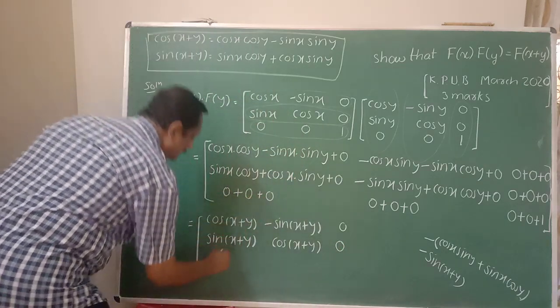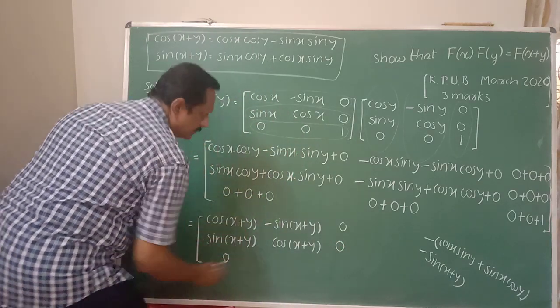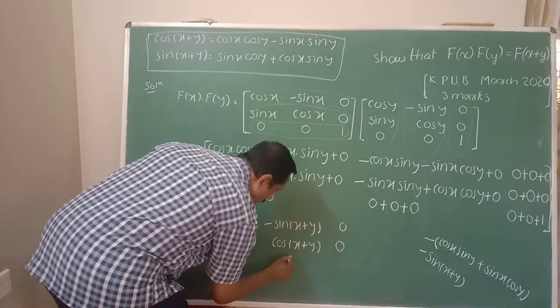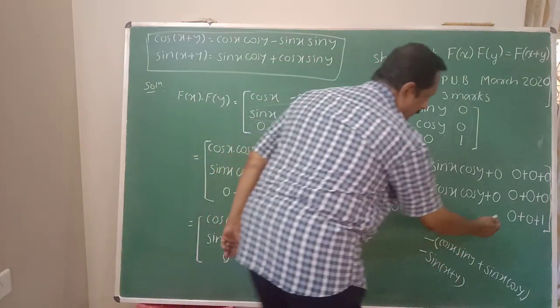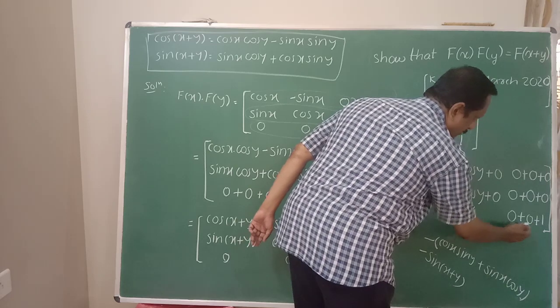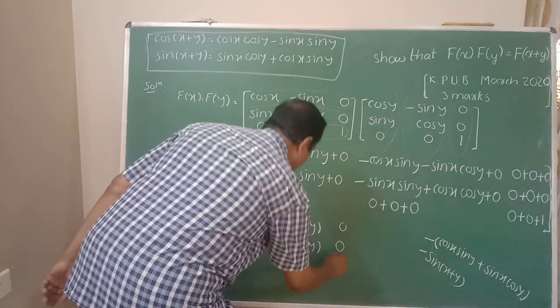Then the sum of these three terms is 0. And here remaining is 0 plus 0 is 0. 0 plus 1 is 1 here. So this is a 1 here.